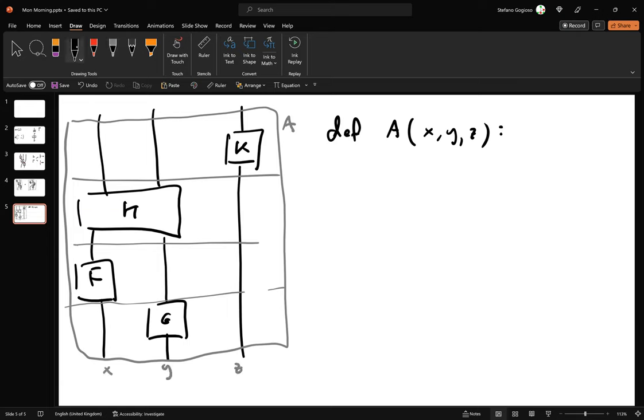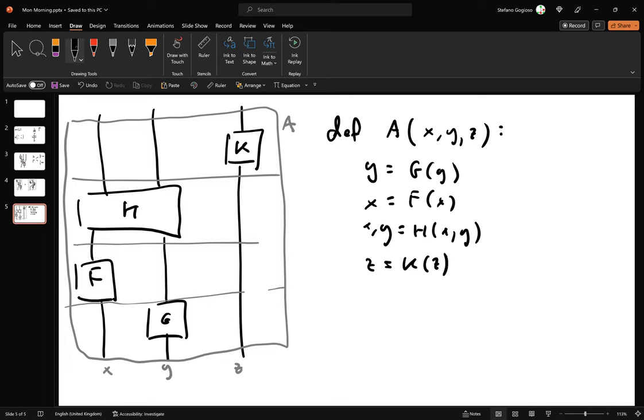And then I said that doing A is really applying G to Y. So Y is equal to G of Y. X is equal to F of X. X, comma, Y is equal to H of X, comma, Y. And Z is equal to K of Z, right? And then imagine that I return X, Y, and Z, something like that. Yes? That's only for the example, but there's no necessary correspondence between outputs.